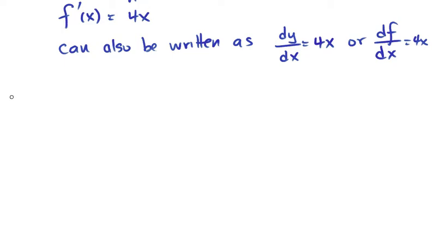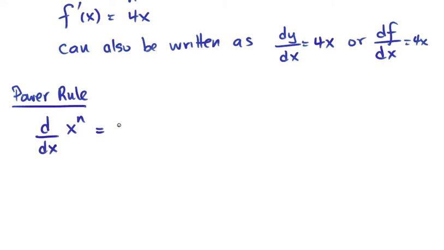Let's take a look at some rules. The first rule is the power rule, and it states that when you take the derivative with respect to x of x to the n, you get n, which was the power, times x to the n minus 1. So you drop the power by 1 and bring the exponent in front as the coefficient.